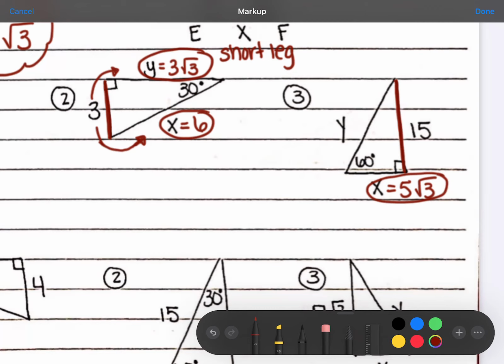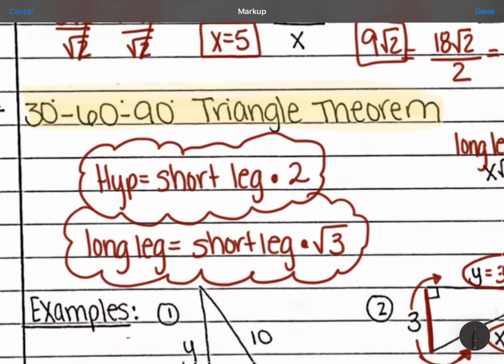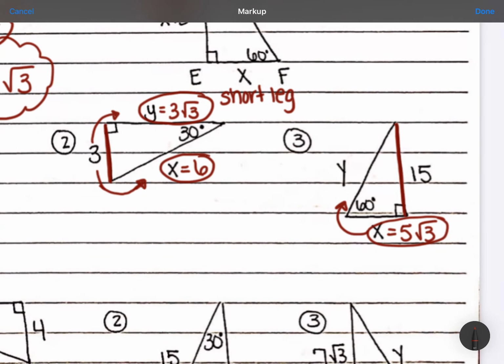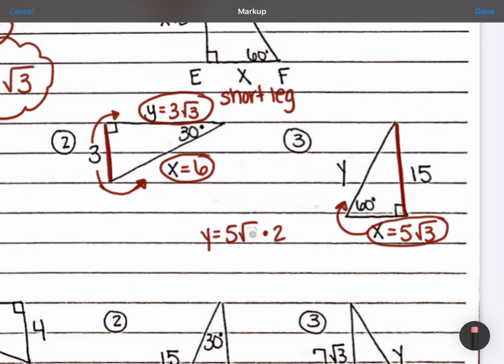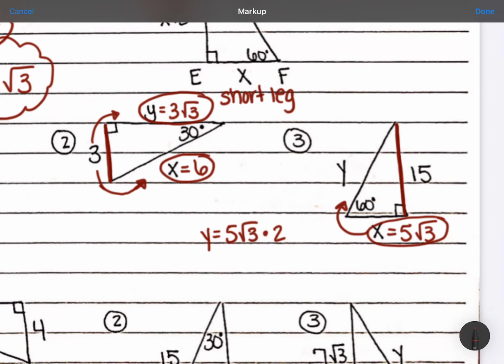All right, now I have my short leg. So we know we can go from short leg to hypotenuse very easily. Remember, your hypotenuse is double your short leg. So if I take my short leg and multiply it by 2, my hypotenuse is equal to my short leg times 2. Oops, and that's supposed to be a 3. Hold on. There we go. So my short leg times 2: 5 radical 3 times 2 is 10 radical 3.